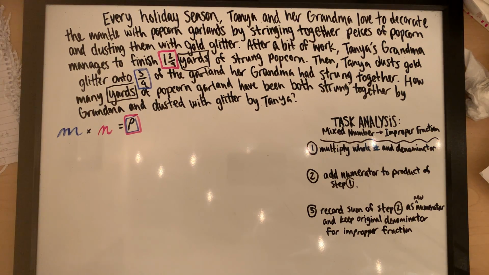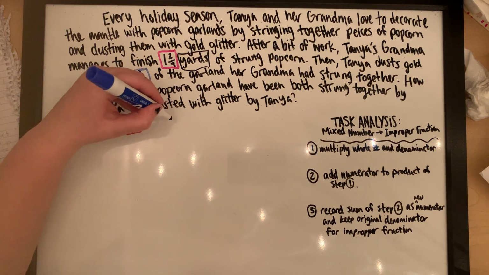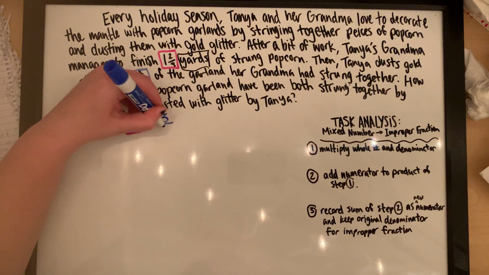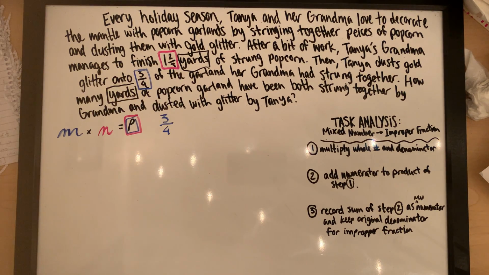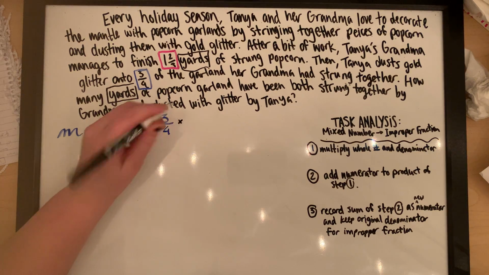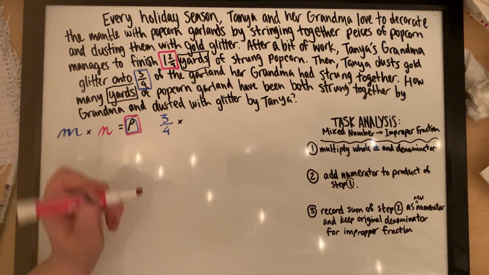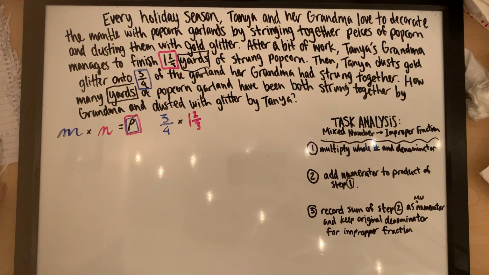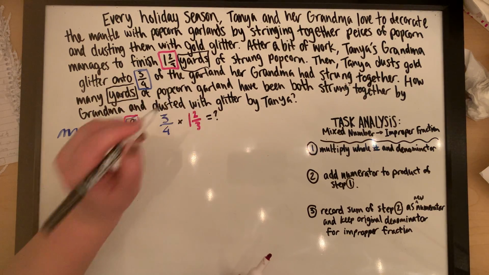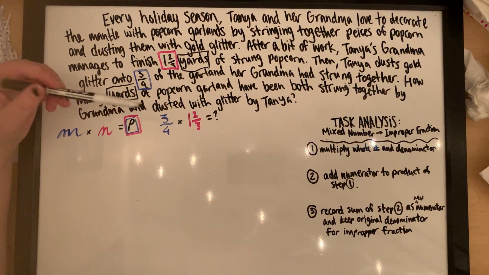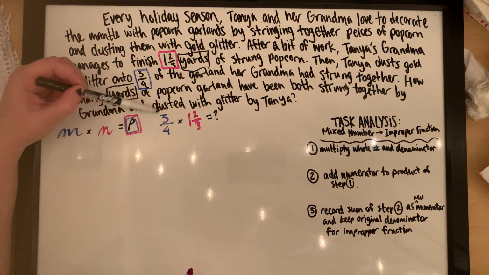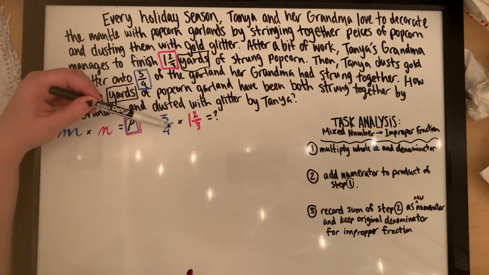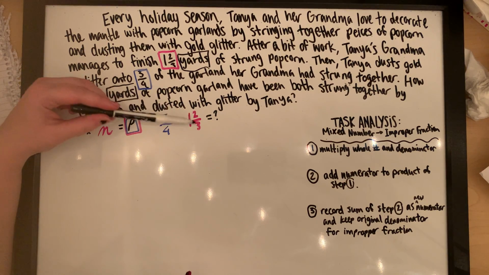So let's write out our problem. Our equation is going to be 3/4 times 1 2/3 is equal to what? Another way of saying this is we have 3/4 of a group. We have 3/4 groups of 1 2/3.